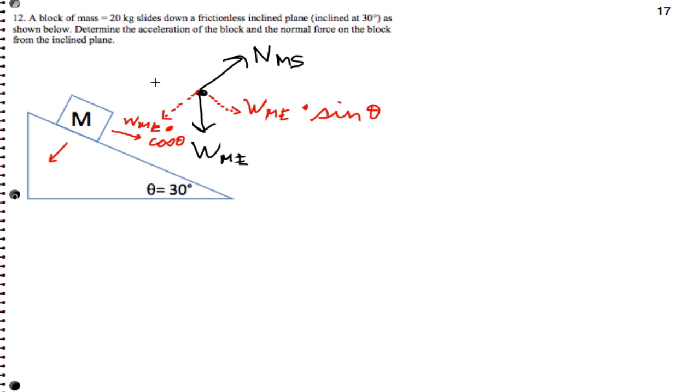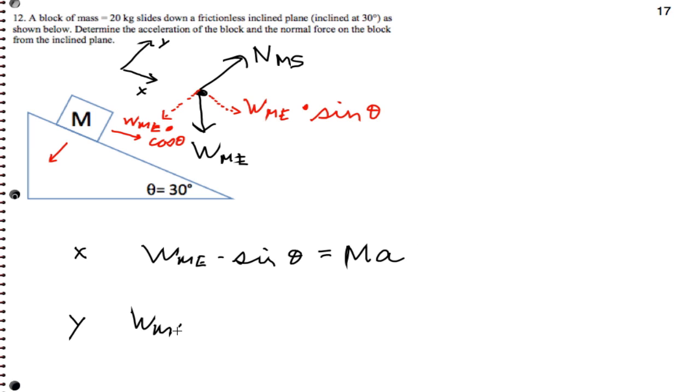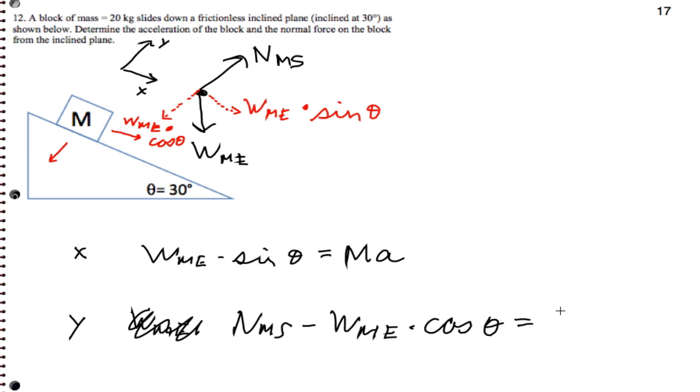So what happens is we actually have two equations. One along the normal weight direction, so we'll call this direction y. And then one for the sliding down the inclined plane, and we'll call that x. So when we set up our equations, they look like this. In the x direction, I'll have W_me times the sine of theta is going to equal m times a. In the y direction, I'm going to have the normal force minus W_me times the cosine of theta, and those forces cancel.